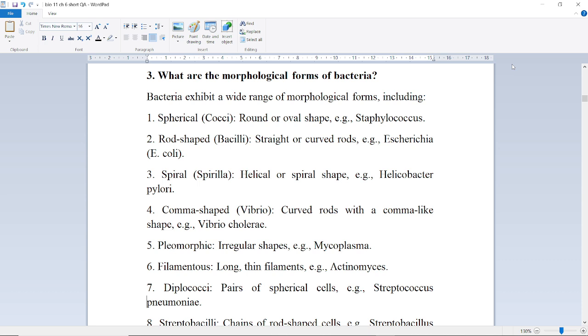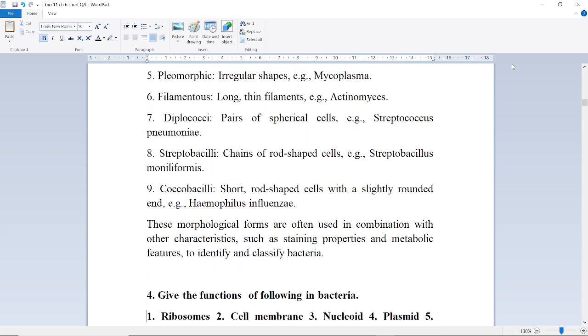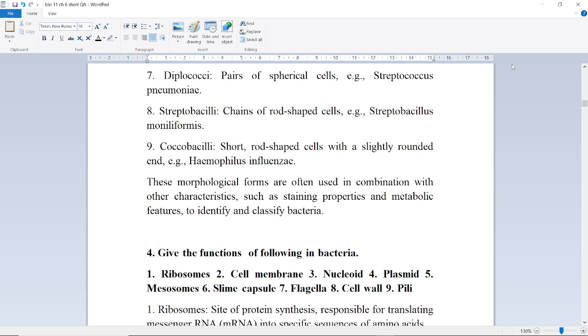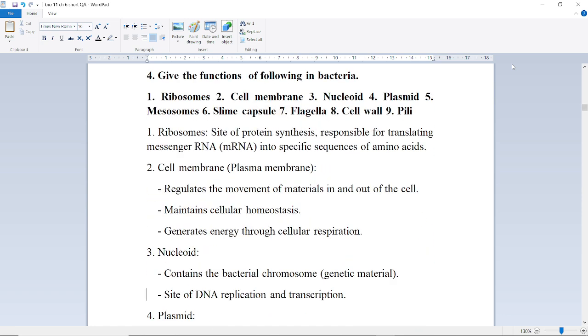Next is pleomorphic, irregular shapes, for example Mycoplasma. Filamentous, long, thin filaments, for example Actinomyces. Diplococci, pairs of spherical cells, for example Streptococcus pneumoniae. Streptobacilli, chains of rod-shaped cells, for example Streptobacillus moniliformis. Coccobacilli, short rod-shaped cells with a slightly rounded end, for example Haemophilus influenzae. These morphological forms are often used in combination with other characteristics such as staining properties and metabolic features to identify and classify bacteria. Next question is, give the functions of the following in bacteria.